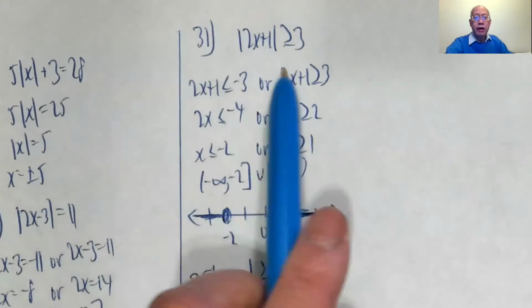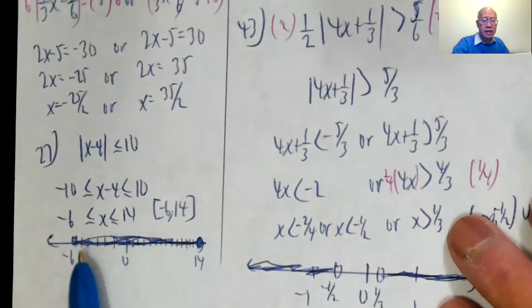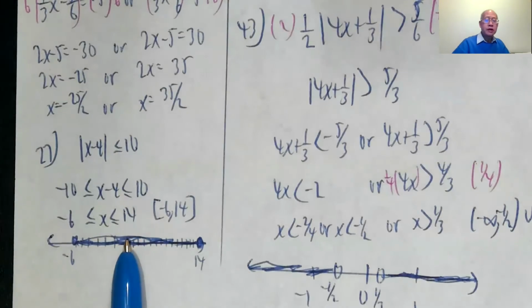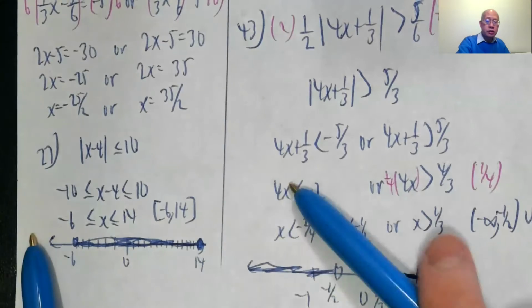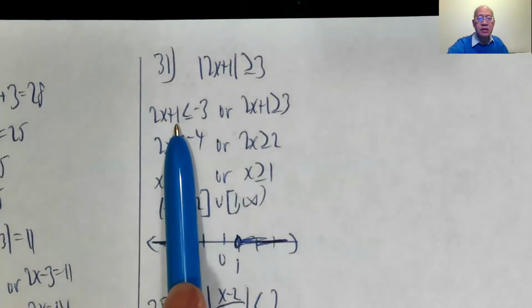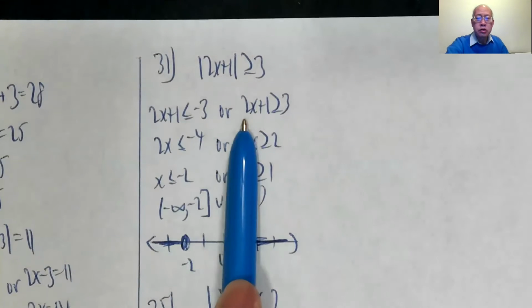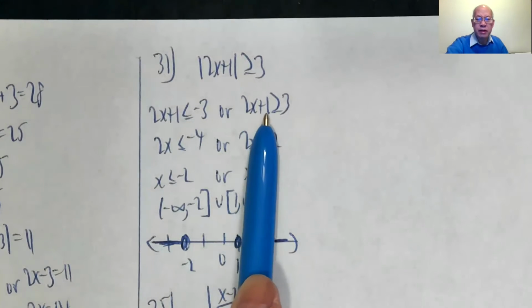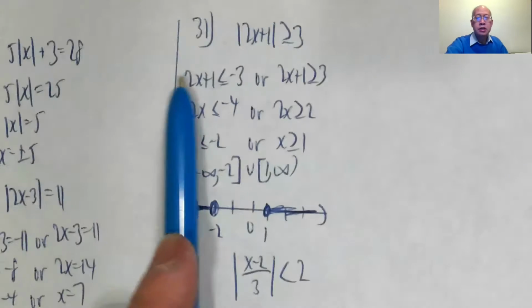Okay. If you have greater than or equal to, well, it stands to reason that if this was a less than case, and you do the exact opposite of that, you have the two extremes. You have everything out here and everything out here. So 2x plus 1 is less than or equal to negative 3, or 2x plus 1 is greater than or equal to 3. And solve them both.